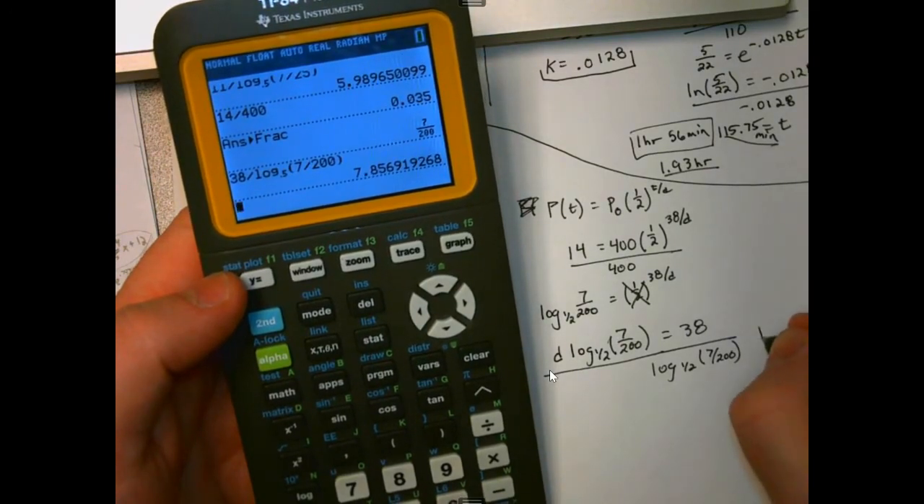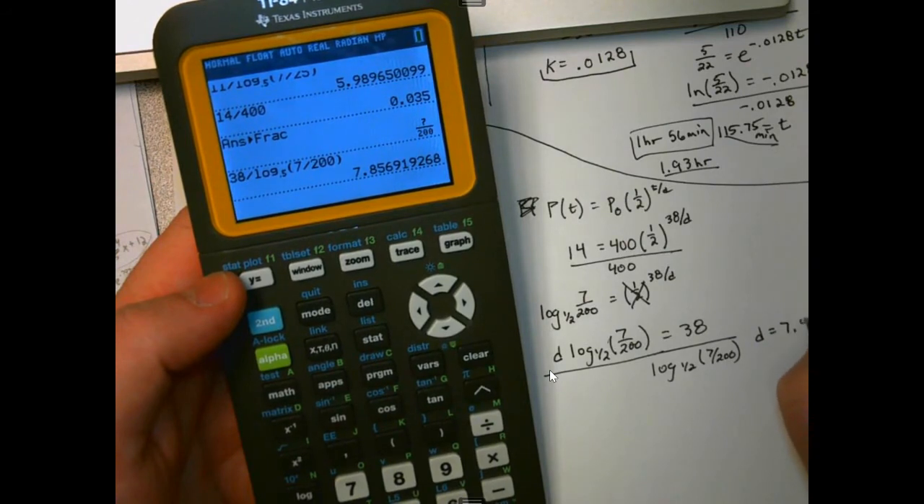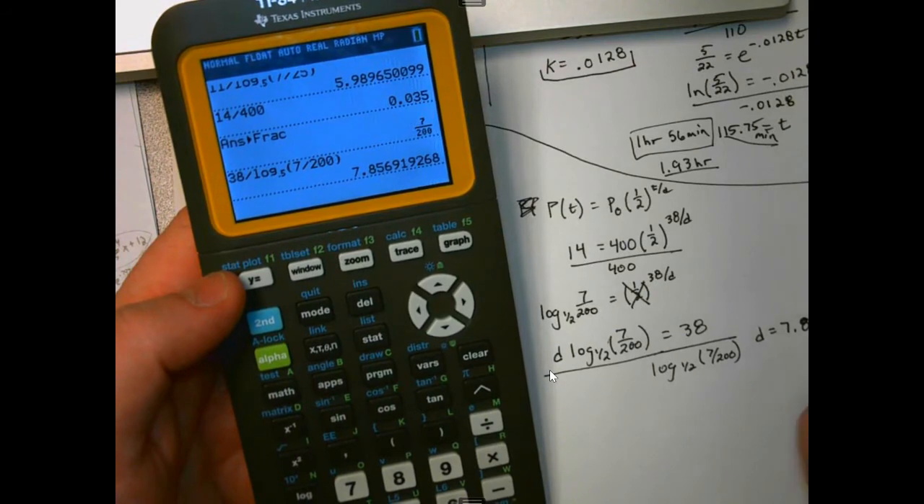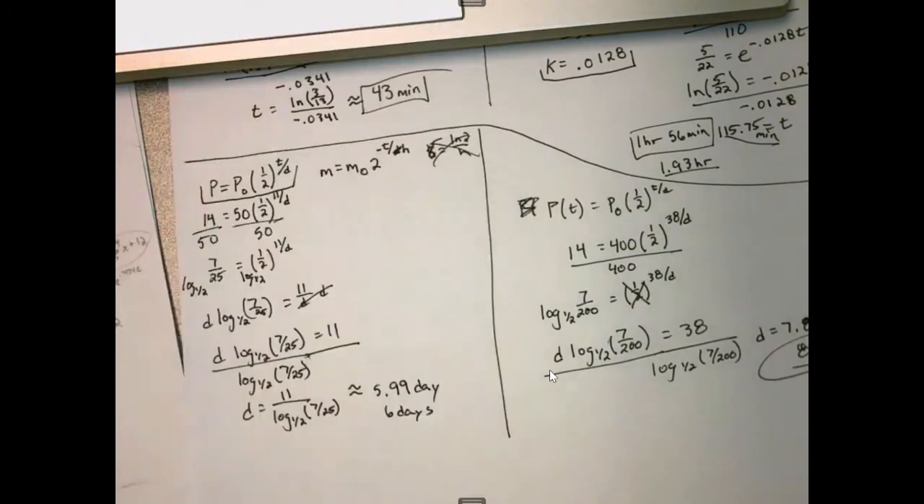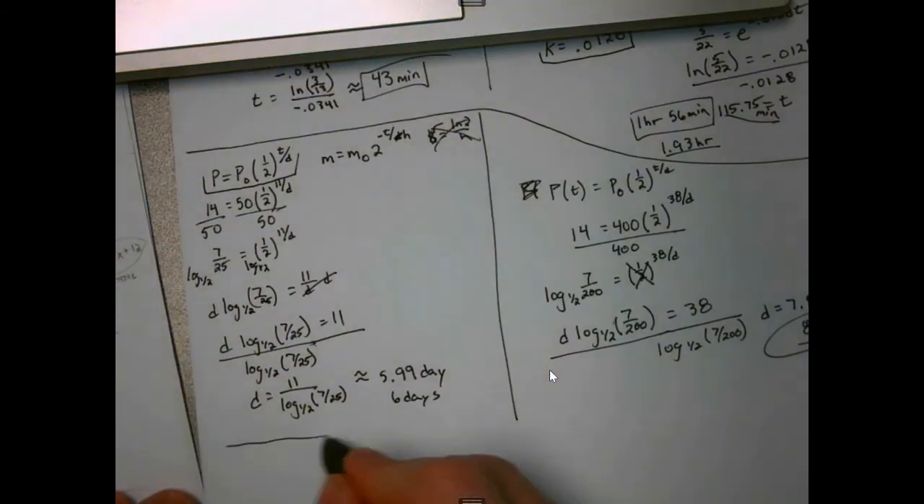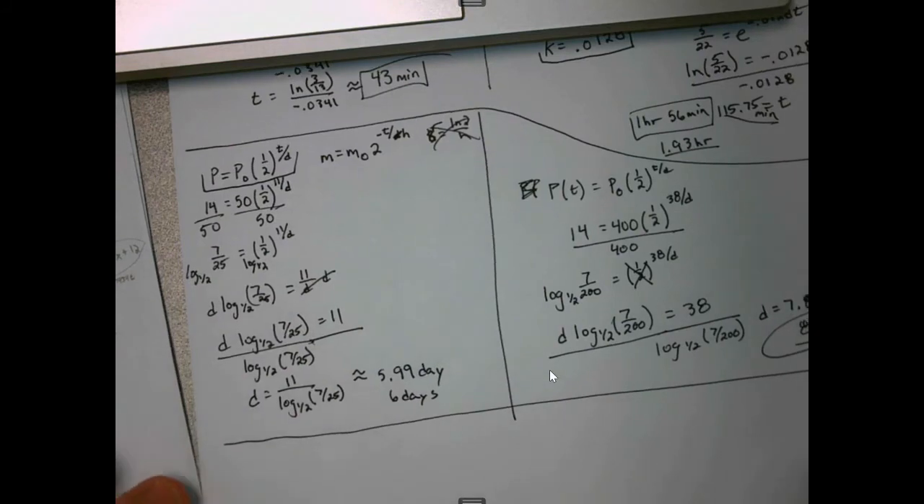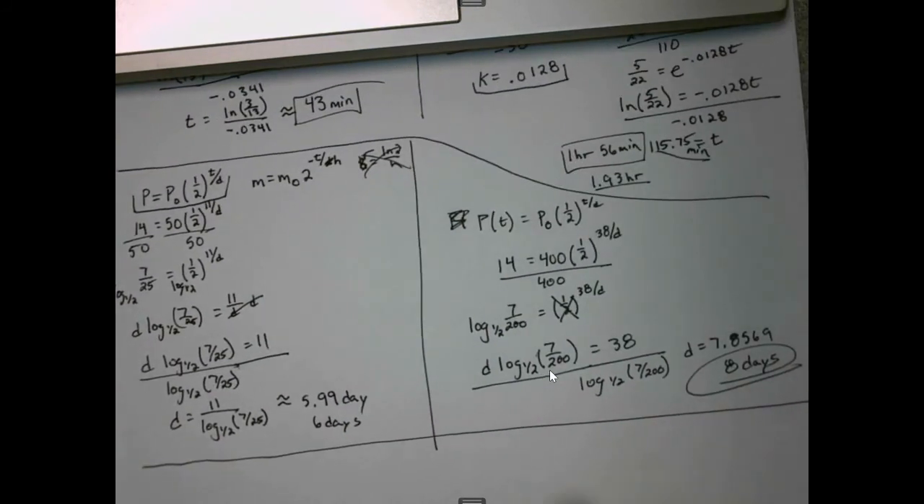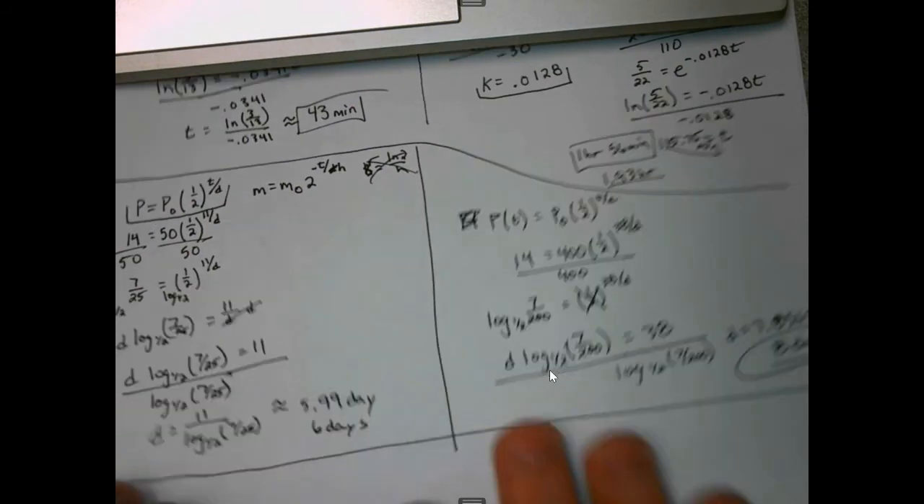So D equals 7.8569. So 8 days. So in 8 days, your population will be cut in half. Okay. All right, so that was number 9. Number 10, I'll just get a new page here.